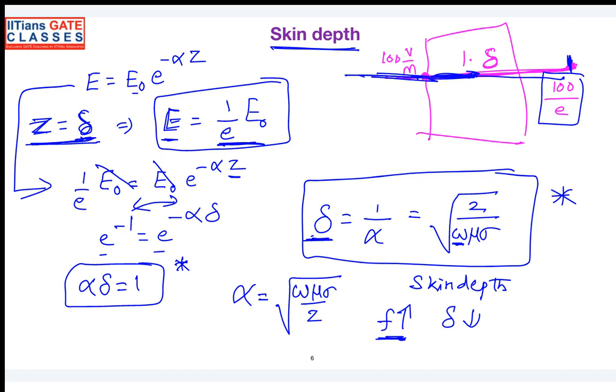Similarly, as the frequency is low, your skin depth is more. Which means if you have a good conductor and a low frequency signal, it can penetrate deeper into the conductor. Whereas if you pass a high frequency signal, the penetration will be very less. So that is what your skin depth represents.